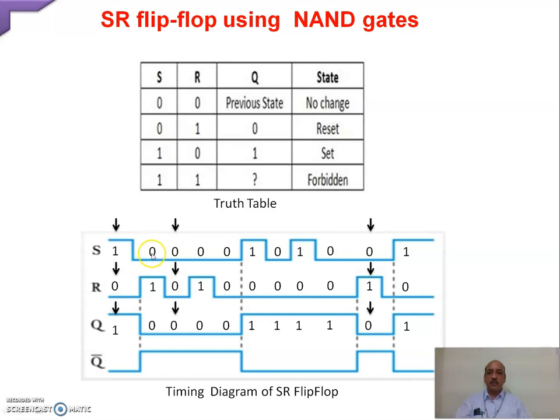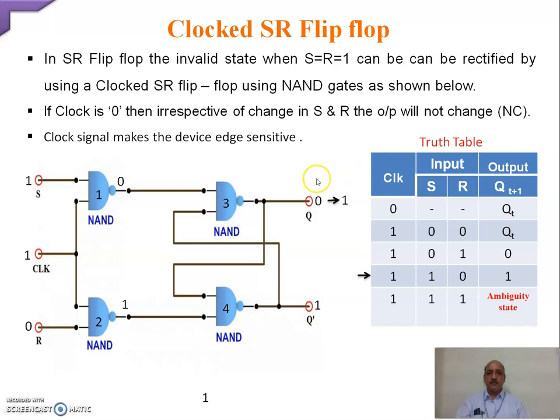If S is equal to 0, R is equal to 1, this will be treated as reset. If both the states are 1, 1, then it is a forbidden state. Coming to the clocked SR flip-flop. A clocked SR flip-flop is similar to that of SR flip-flop only. We are going to apply a clock here.